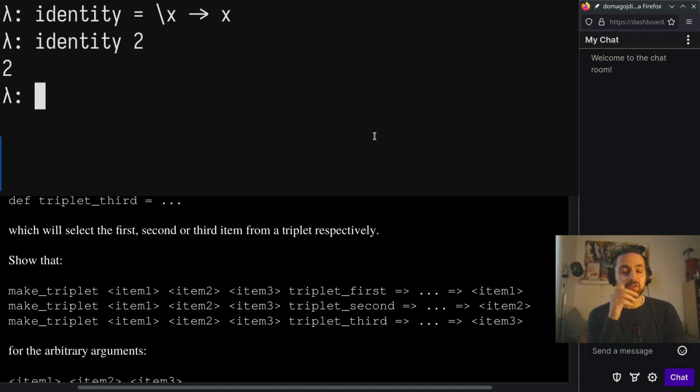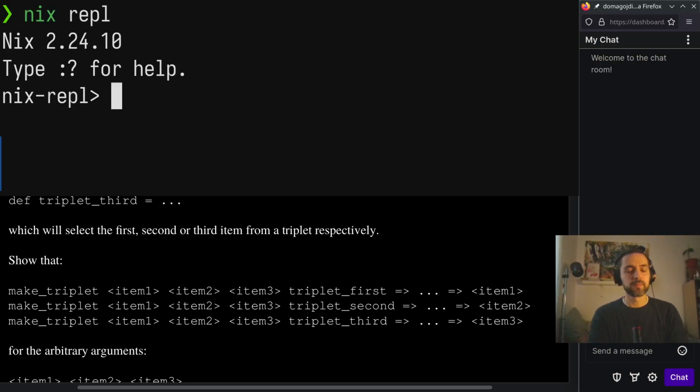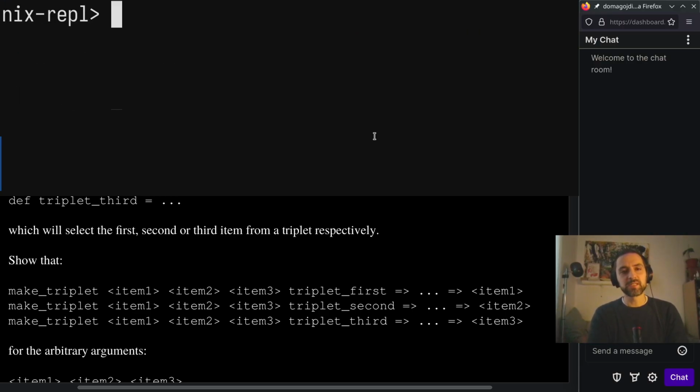So, identity. We're going to use Nix REPL now. Okay, let's go out of GHCi and let's go to Nix REPL. In Nix REPL, it's even more minimal, which is cool. If you want to write the simplest thing, the identity function, you write like this: x and a colon, and then just the x. And that's like the lambda. So the colon is like the dot.